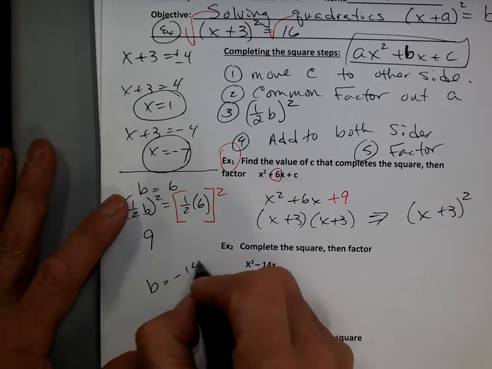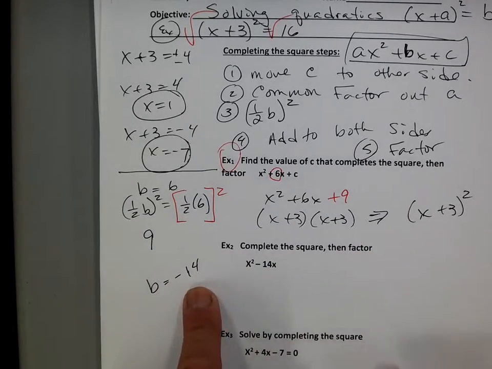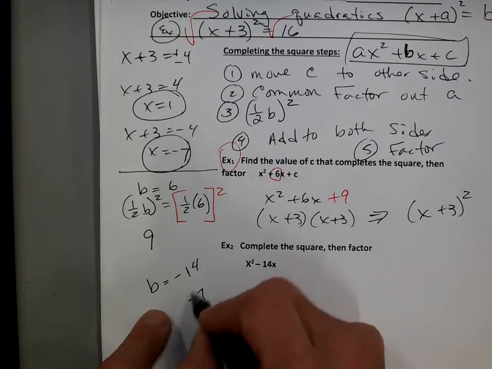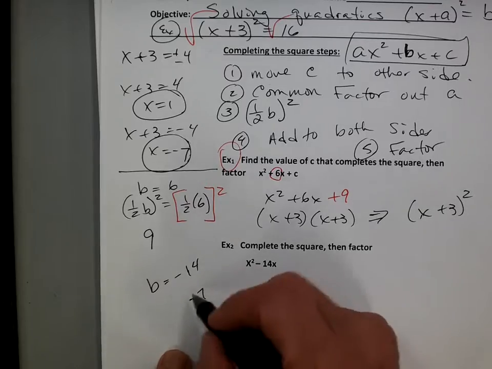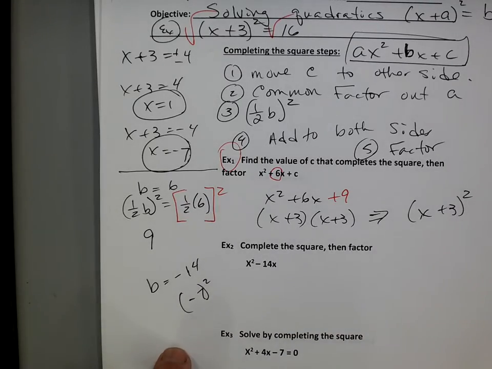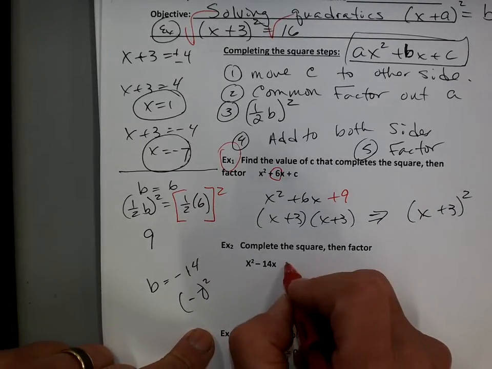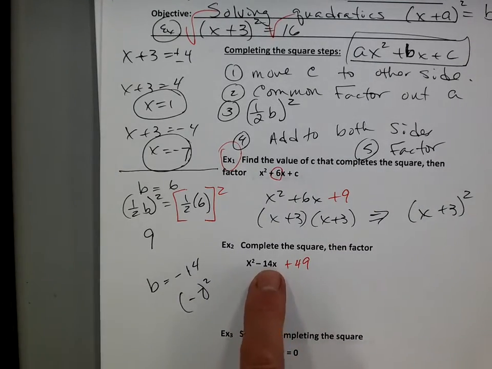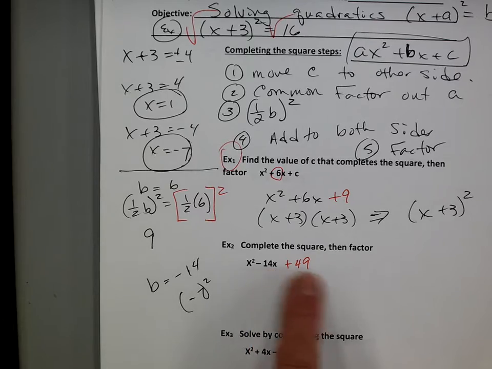b is negative 14. Okay, what's half of that? Half of negative 14 is negative 7. Negative 7 squared is 49. So I'm going to add 49 right there. So one more time, half of this is 7. 7 squared is 49. Boom, okay?